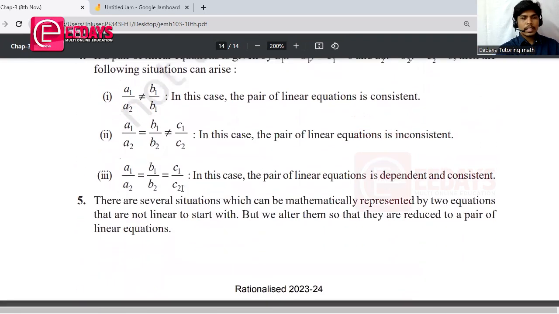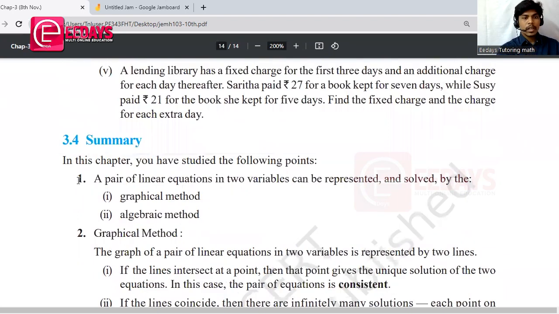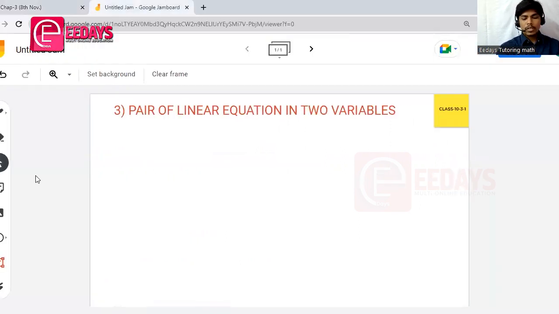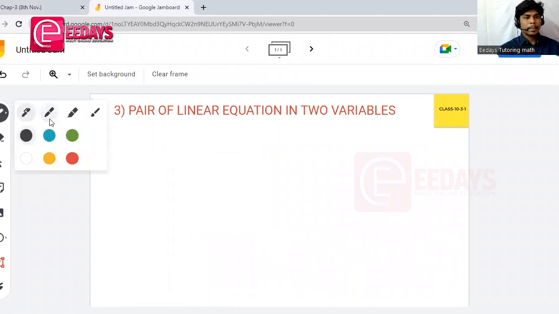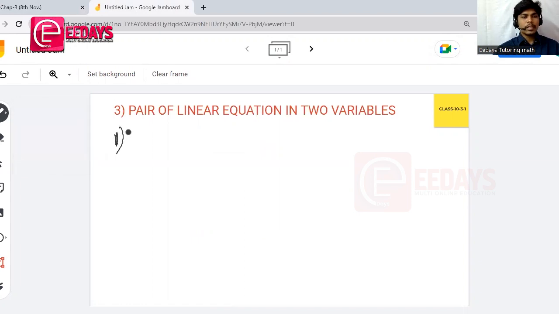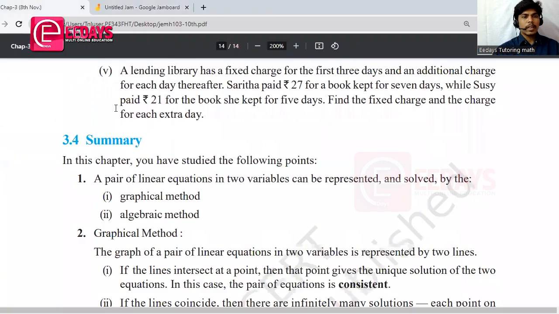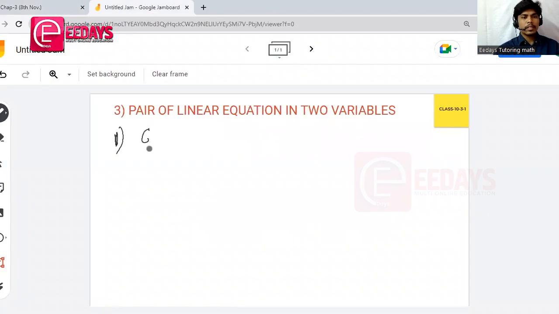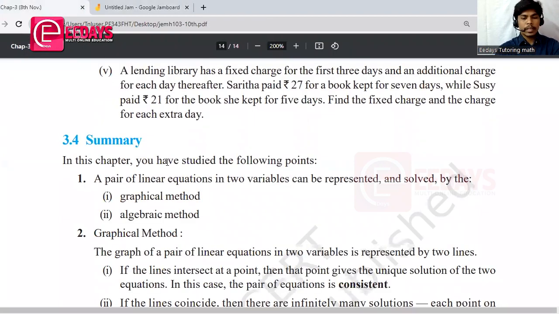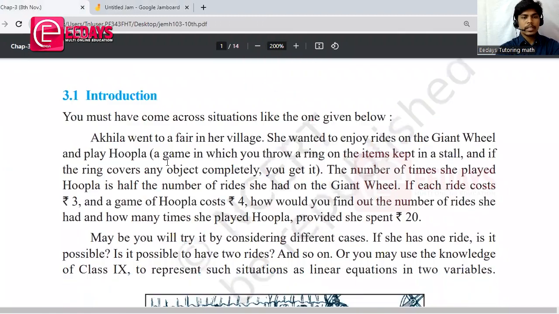Let's start our session. A pair of linear equations in two variables can be solved by both the graphical method and the algebraic method. So we can find the solution of a pair of linear equations by two methods. The first method is the graphical method, and the second method is the algebraic method. First, let's understand each of them.